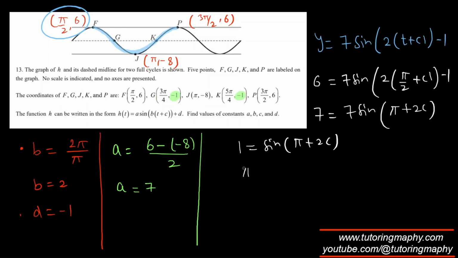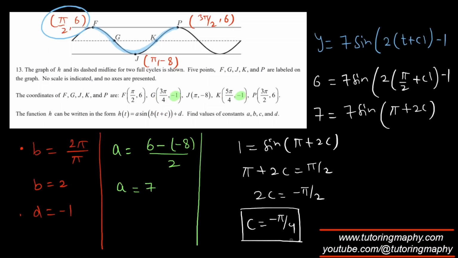Sine of something is 1, which means that the something can be pi over 2. Subtracting pi both the sides, pi over 2 minus pi is negative pi over 2. And dividing by 2 both the sides is negative pi over 4. That is the value of c.